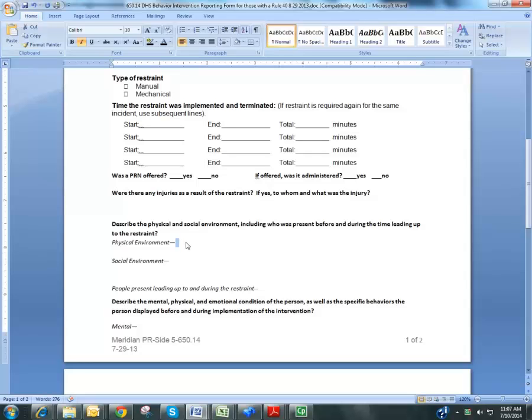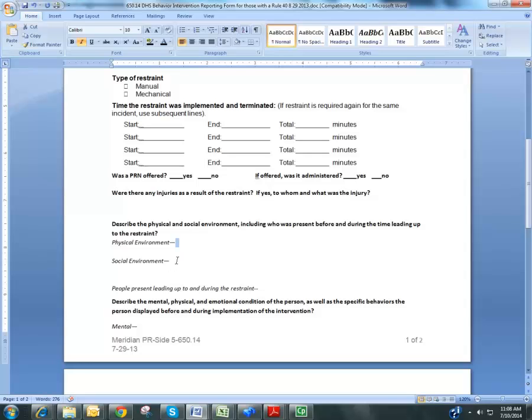Take note of whether or not it was loud or chaotic, or was it calm. Note whether it may have been too hot or too cold for that person. Just have a general understanding of that person's sensory needs and how those affect the person's behavior and what role that may have played into the behaviors that occurred.